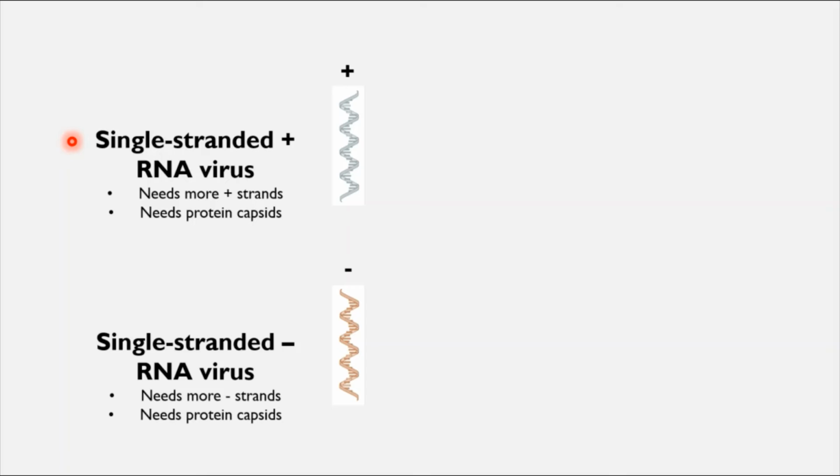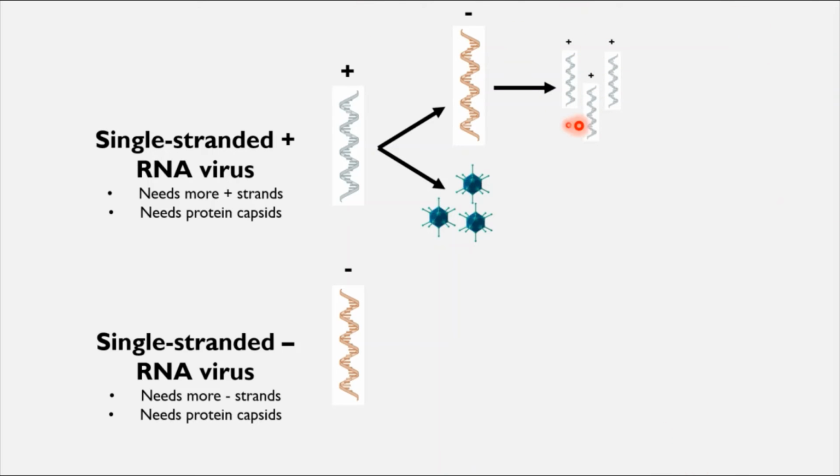If we're looking at a single-stranded positive RNA virus, we know that to generate new virions, the cell will need to create more plus strands and it will need to create protein capsids. So that is the goal. However, we can't create plus strands from plus strands. We can, however, generate proteins from these plus strands because they can be recognized by the ribosomes. And so the plus strands will be read by the ribosomes to generate protein, and then they will also be read and used to replicate minus strands. We can make minus strands from plus strands. But then those minus strands will have to serve as a template for making more plus strands.